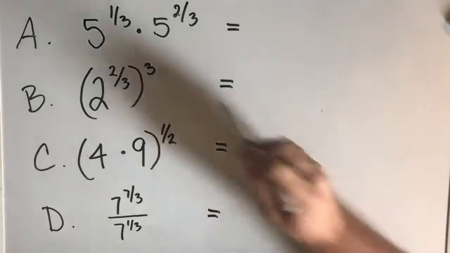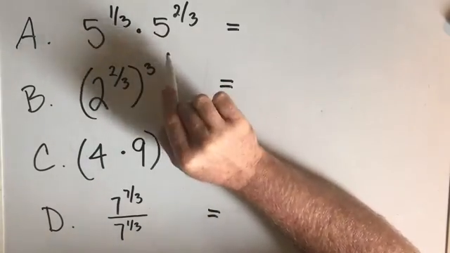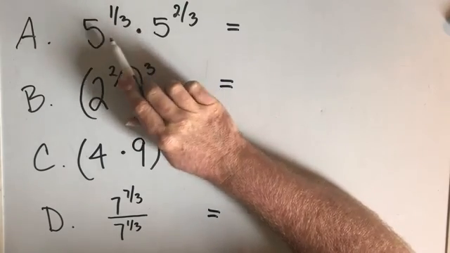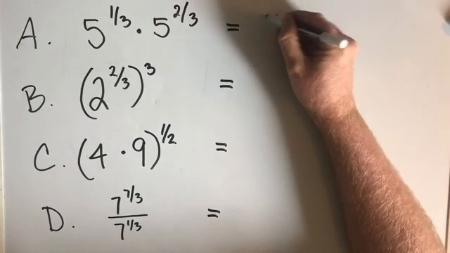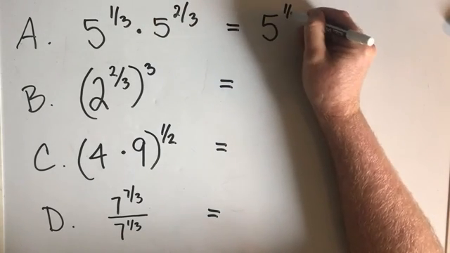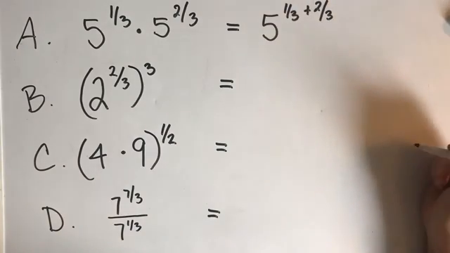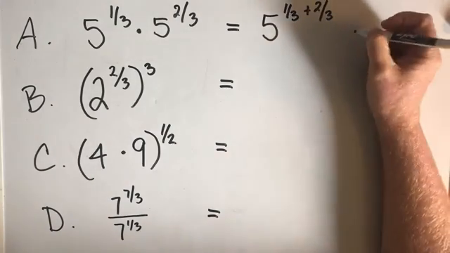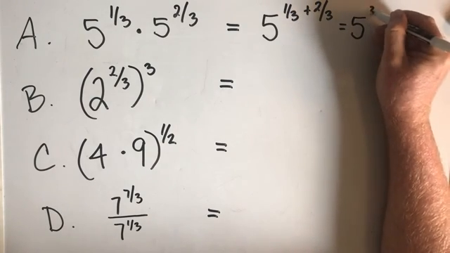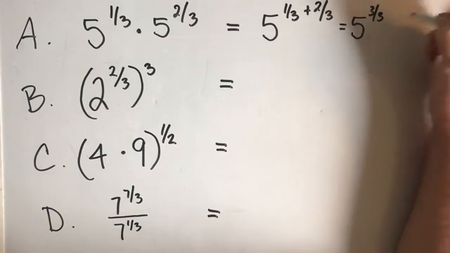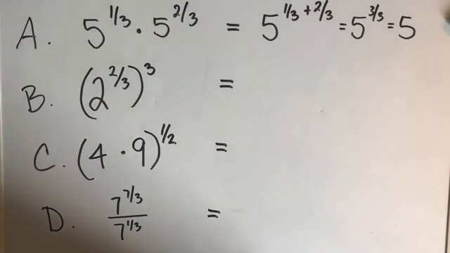We know that when we multiply two exponential expressions that have the same base, we can add their exponents. So this becomes 5 to the 1/3 plus 2/3. So 1/3 plus 2/3 is 5 to the 3/3, which is just 5 to the 1. So the answer is 5.